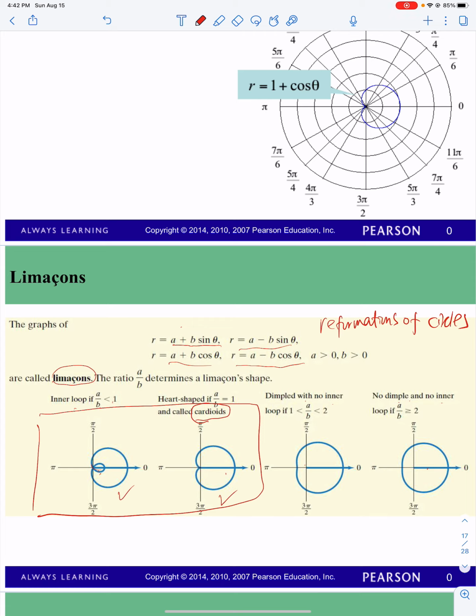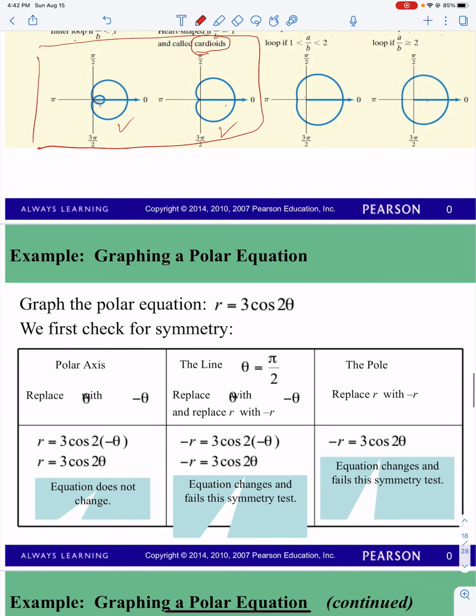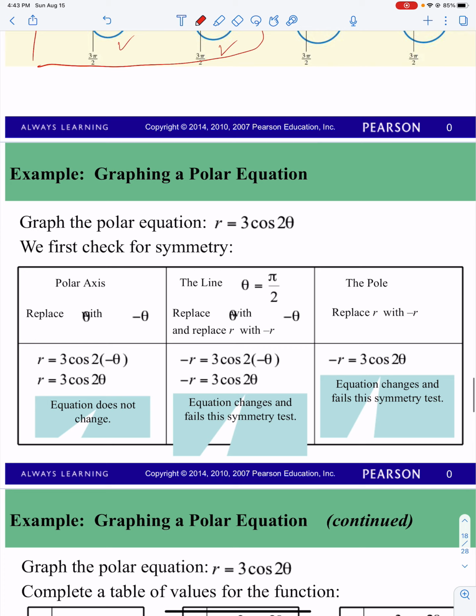Okay, so you do not need to memorize this. You only need to know these things. Okay, that's enough. So the next thing you wanted to do is what?